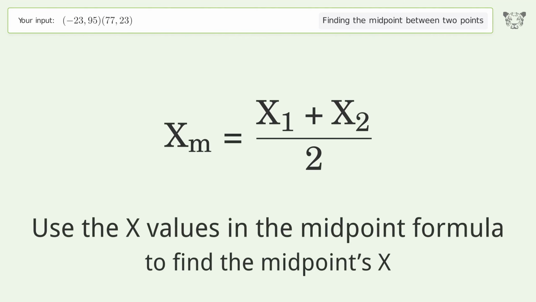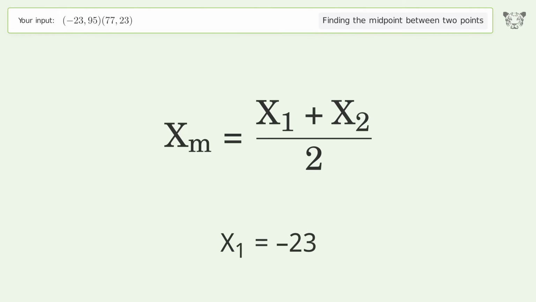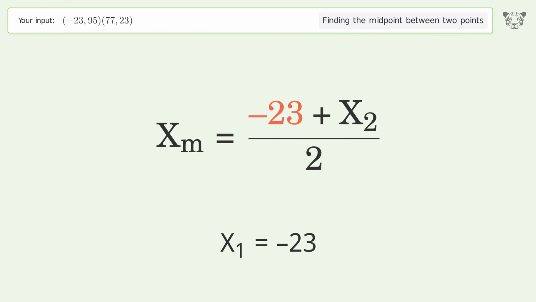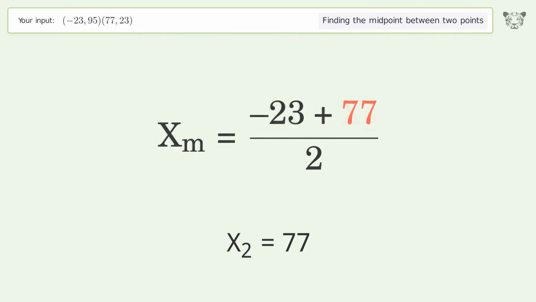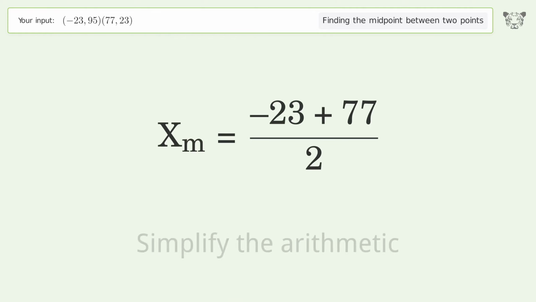Use the x values in the midpoint formula to find the midpoint's x. x1 equals -23. x2 equals 77. Simplify the arithmetic.